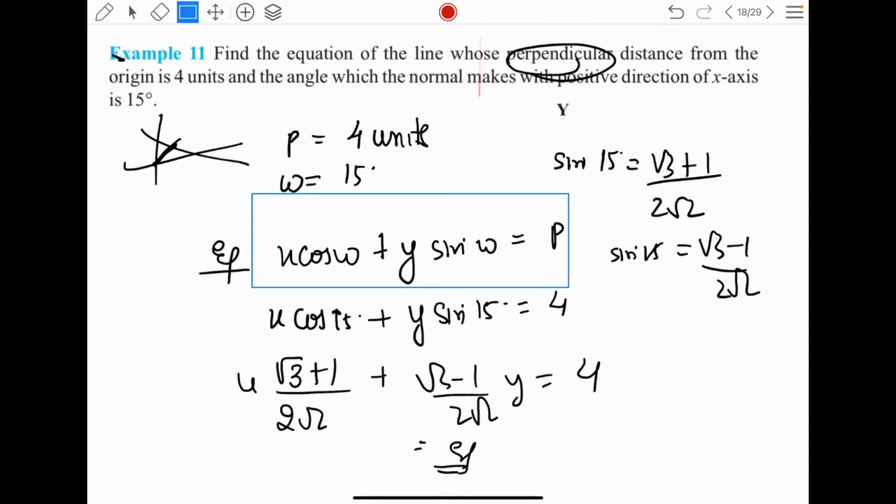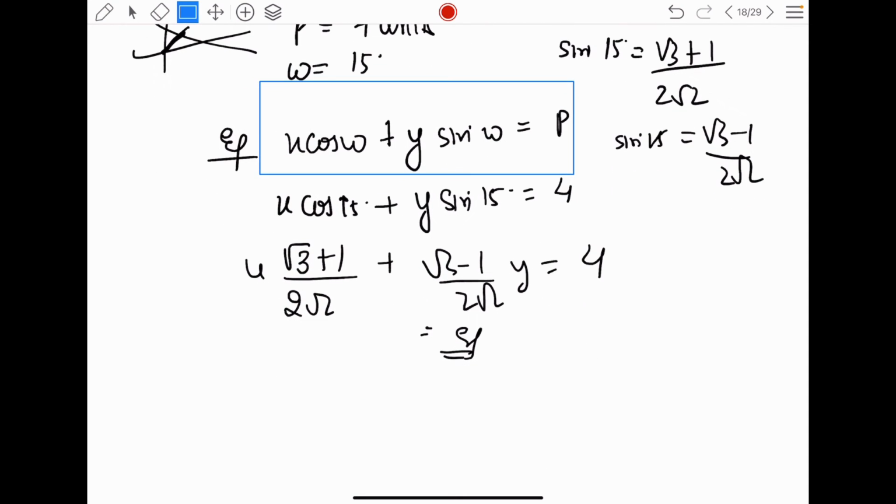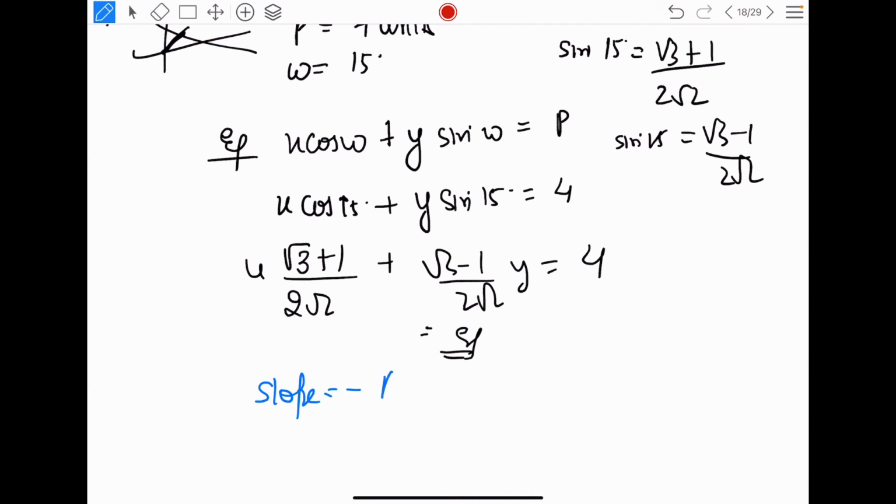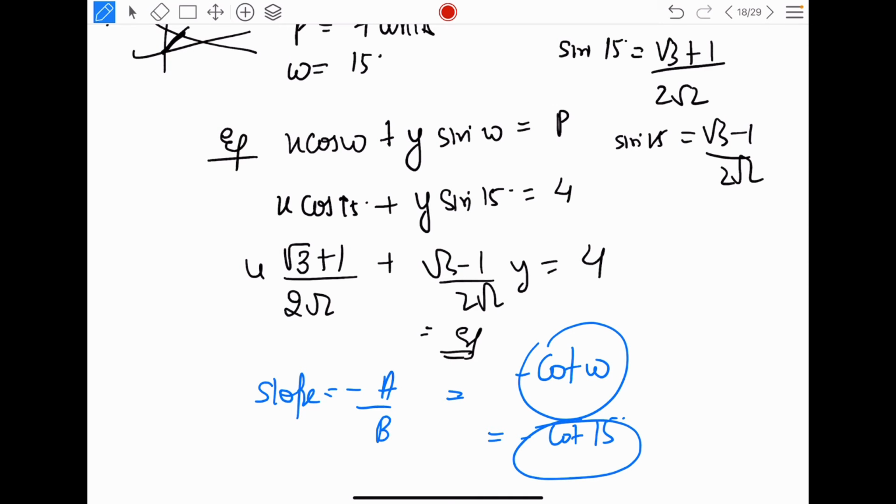Okay, now in the same question, if I am asked the slope of the line, an easy way, once you find the equation, you can easily calculate the slope by minus a by b, minus coefficient of x upon coefficient of y. Otherwise, you can find the slope directly. We have discussed in normal form, the slope is minus cot omega. Okay, minus cot omega will be your slope. So this is going to be minus cot, how much is omega? 15. You can evaluate cot 15 and you will get the slope.